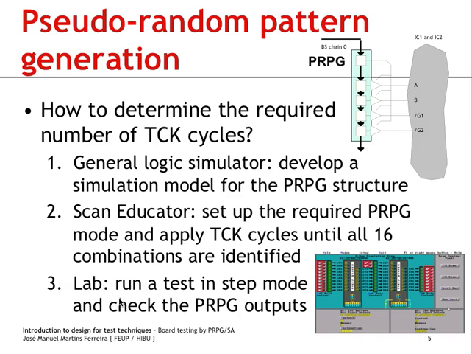There would be a third alternative, which consists of running a real test session in step mode, that is to say, one TCK pulse at a time, and again with an oscilloscope or a logic analyzer, checking out the test patterns as they are generated and then crossing them out as each pattern is displayed. That isn't very practical, so the best alternative is indeed to use the scan indicator.